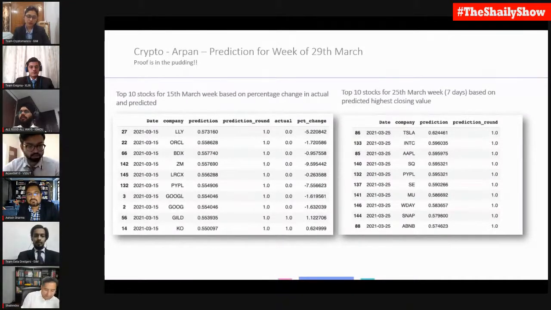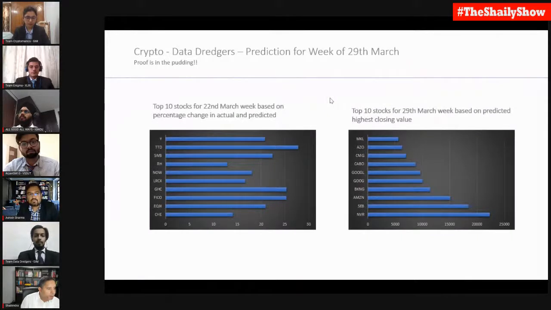Just give me a second, and let's go to the last one. Abhishek. Yeah, can I share my screen? I can explain it much better if I can share my screen. Okay.